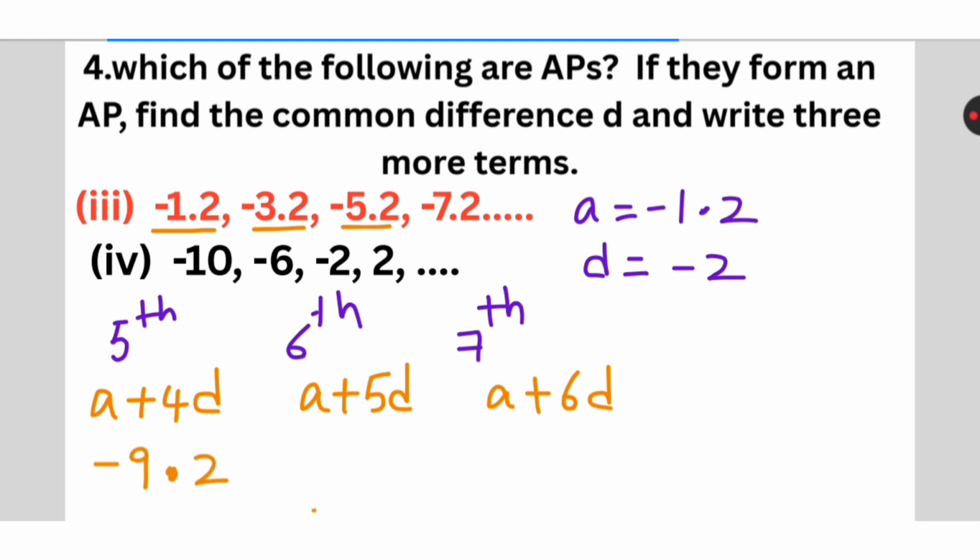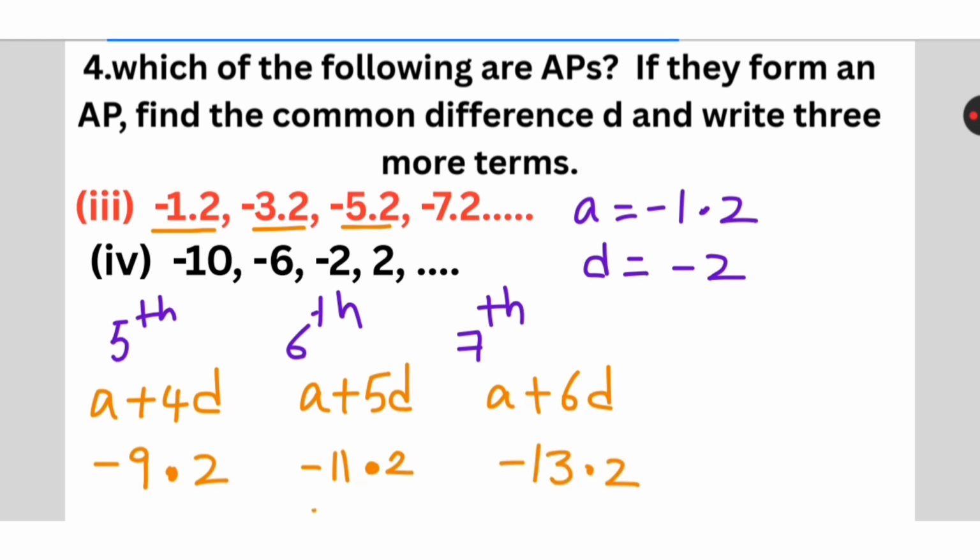Now let's find out for the 6th term. So here a is minus 1.2 plus 5 times minus 2. So 5 times minus 2, which gives minus 10. Minus 10 minus 1.2, which gives minus 11.2. Here a plus 6d. So a is minus 1.2 plus 6 times minus 2. That is here minus 12, minus 13.2.